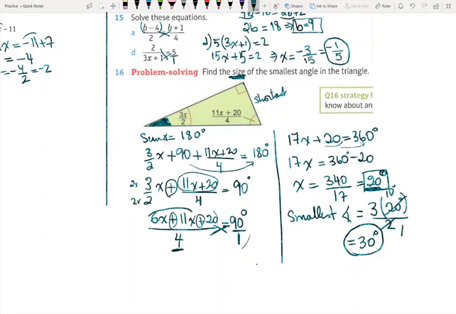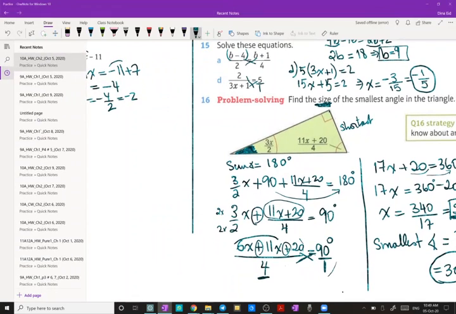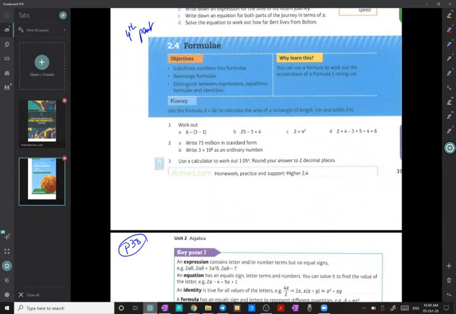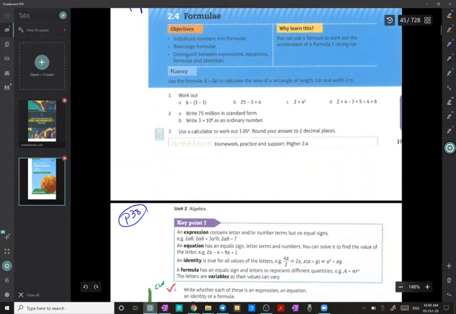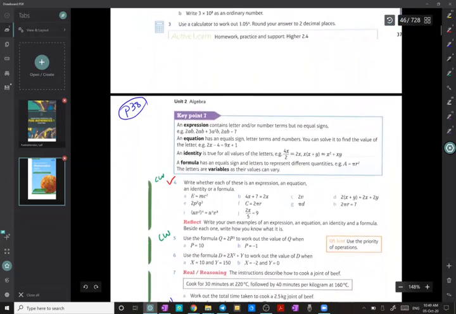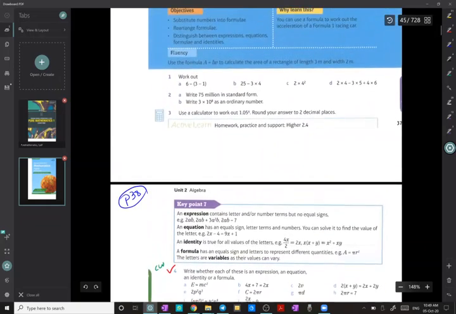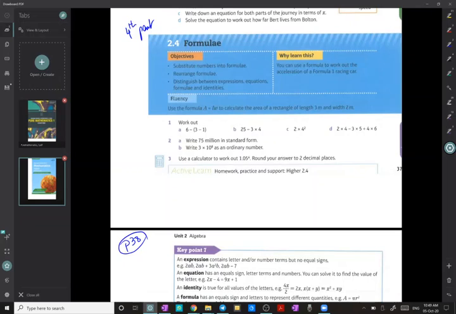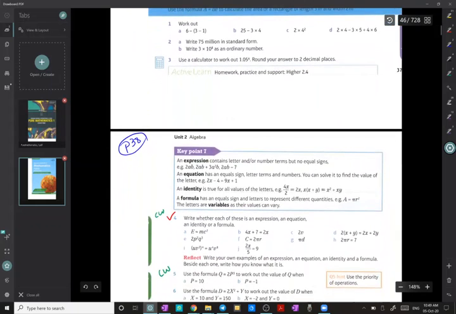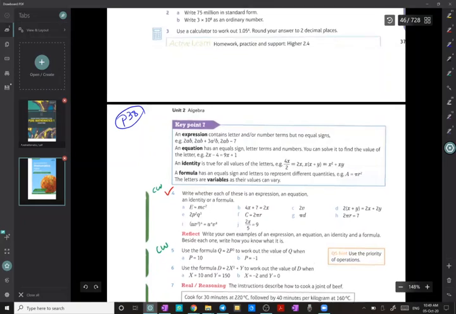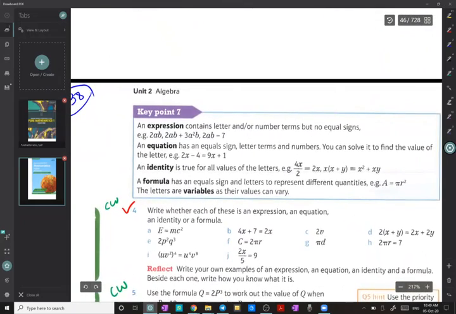Now having finished correcting the homework, I'm going to explain a small topic in order for you to do the homework. So if we open page 38 and we start with key point 7, we've moved to lesson 2.4, which talks about formulae. And page 38, key point 7, talks about the definition of an expression.